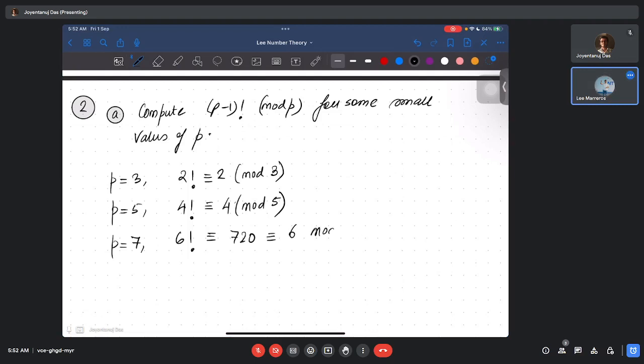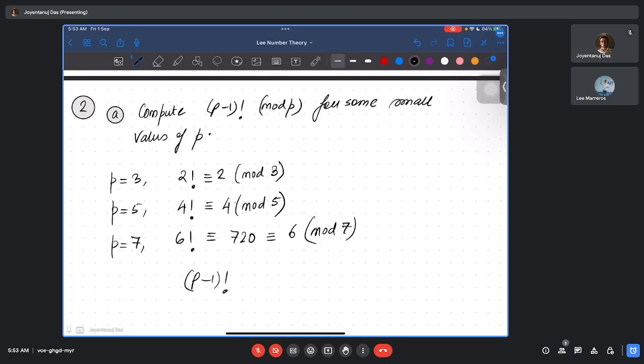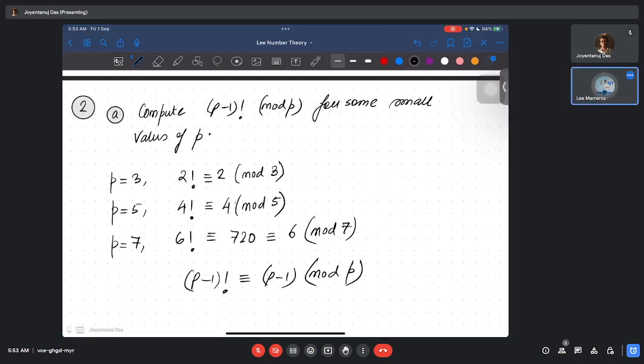Yes. So one pattern you can see is that p minus 1 factorial is congruent to p minus 1 modulo p. That is what you can guess, at least from these 3 cases. So that is the conjecture: they are saying to find a pattern and make a conjecture.